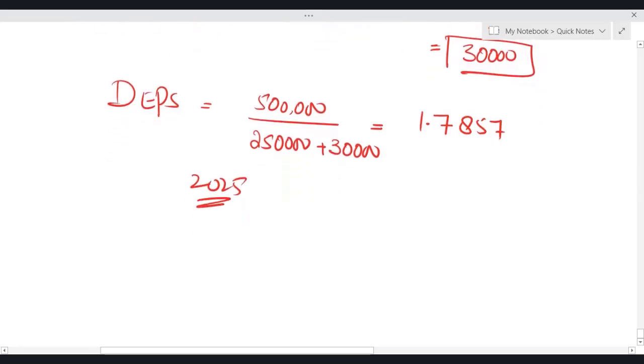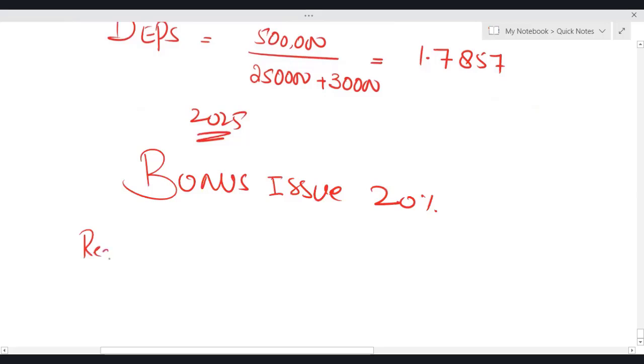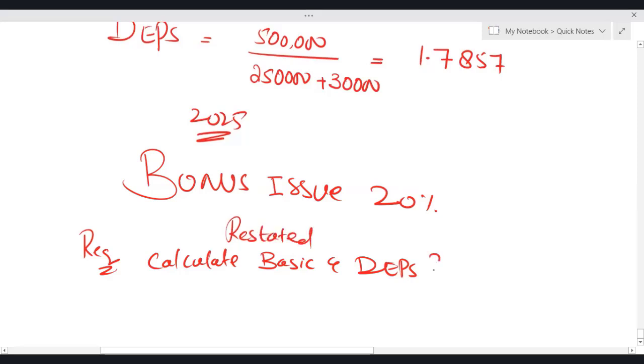2025, okay? Assuming in 2025 there is a bonus issue, assuming it is 20%. And the requirement is to calculate restated basic and diluted EPS. There's no other information, just this is the information. Okay, calculate restated basic and diluted EPS.